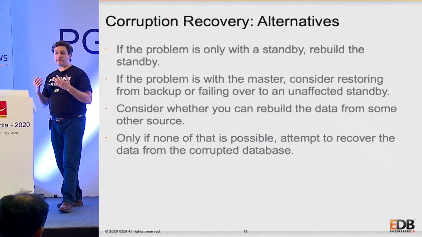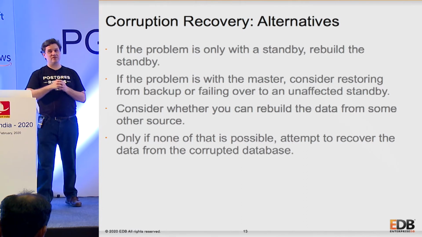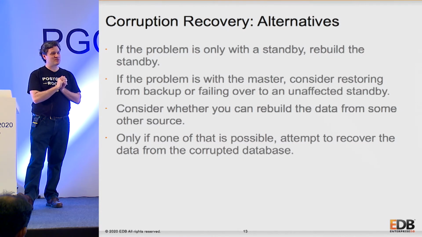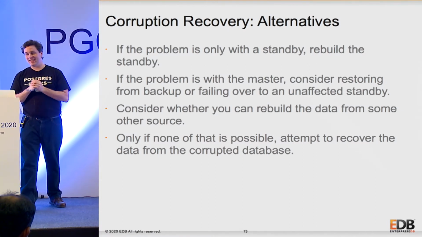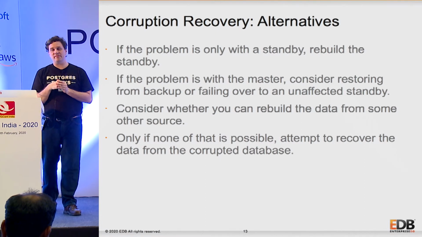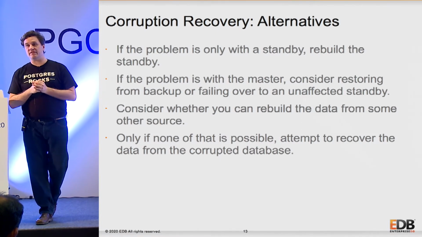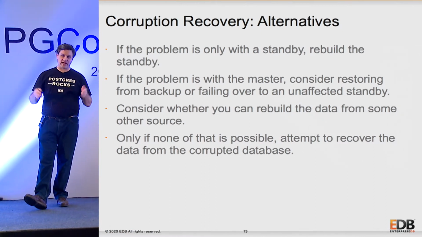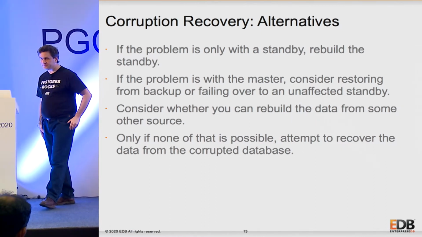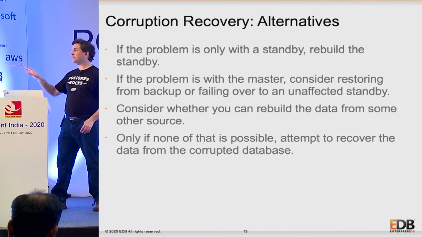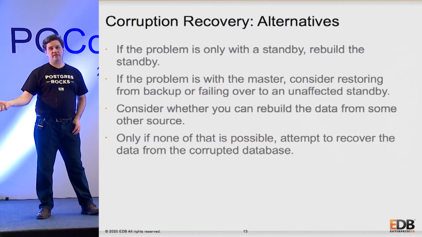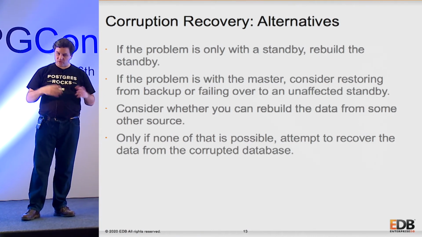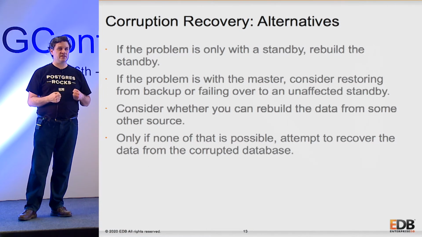If the problem is with the master, maybe you should consider restoring from backup. You're all taking backups, right? Everybody's taking backups. Backups are really important. Or maybe the corruption is only on the master and it's not on the standbys. If that's the case, you could fail over to the standby and later rebuild the master at a future time. Or in some cases, people have data in PostgreSQL that originally they replicated from some other system. If that's the case, you might want to just throw away your database and re-replicate the data and start over.